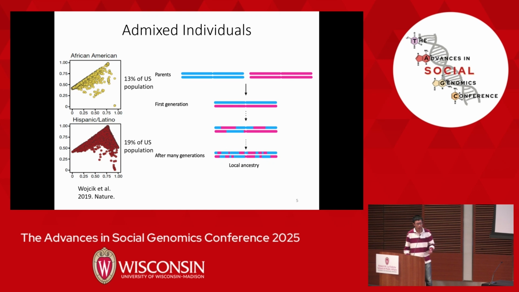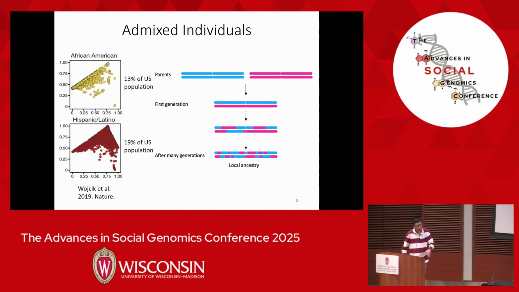Admixed populations arise when, for example, one of the parents is European and another is African. The first generation will inherit one chromosome from each parent, one chromosome from the European and another from the African. But after many generations, because of recombination during meiosis, some parts of the genome segments originate from the European ancestry and the other parts are from the African ancestry. We typically refer to this as local ancestry, as compared with global ancestry components.